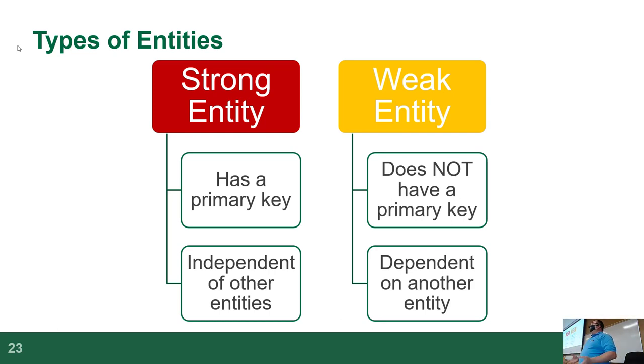In other words, it does not have a primary key of its own. It may have a primary key, but it's made up of information coming from other tables. So it doesn't have a unique identifier that it can call its own. That means it's always dependent on another entity to exist. For example, an order line can be considered a weak entity. Why? If it does not have an order, the order line cannot exist.